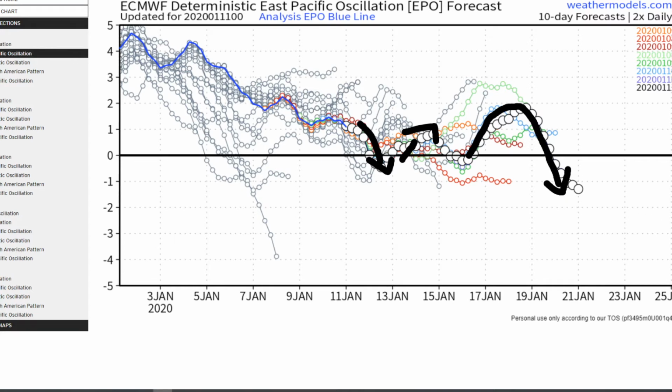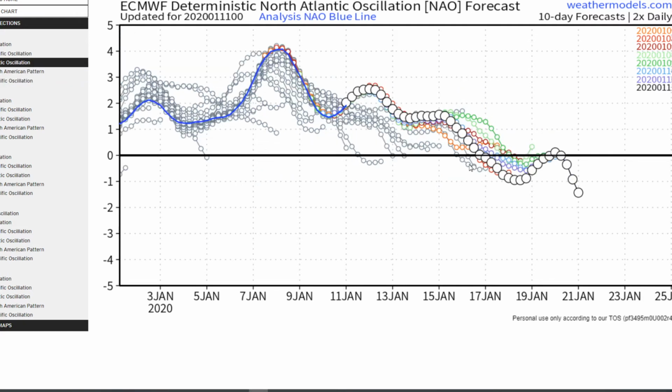And then eventually, as you get around that 19th through 23rd period, again, you are seeing that change in the pattern. Now, let's go to another oscillation here, the NAO, the North Atlantic Oscillation. And this is going to be showing you really want this one to be negative as well. And you see this is also heading negative between the 17th through the 21st.